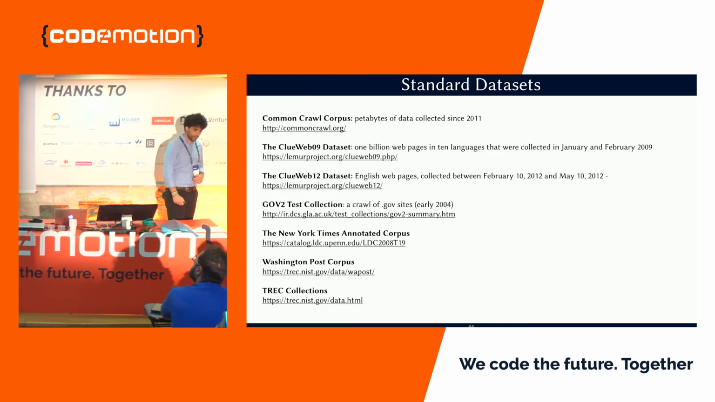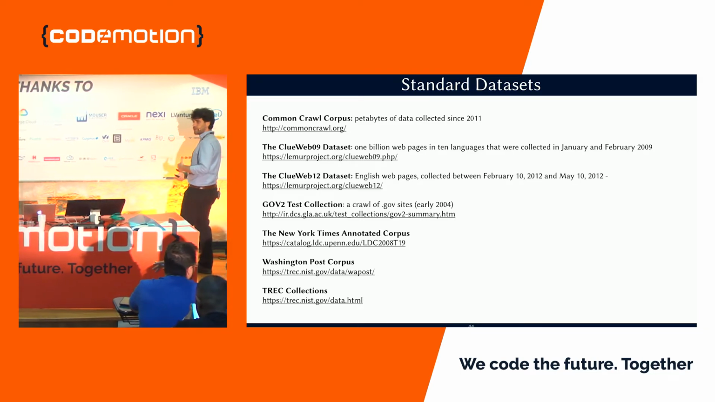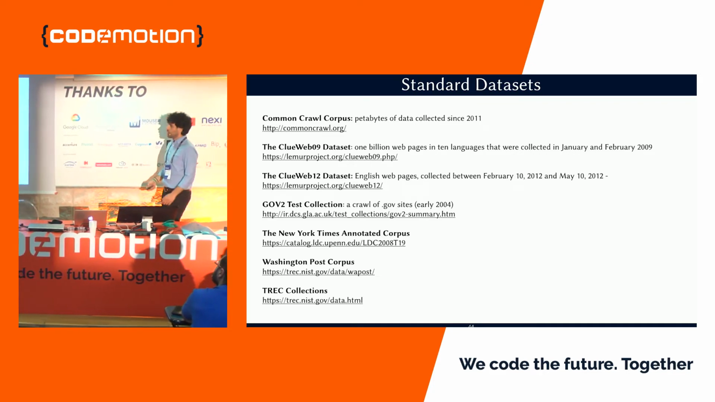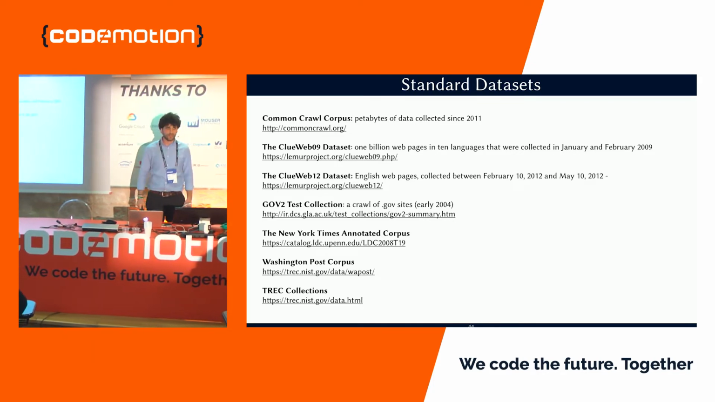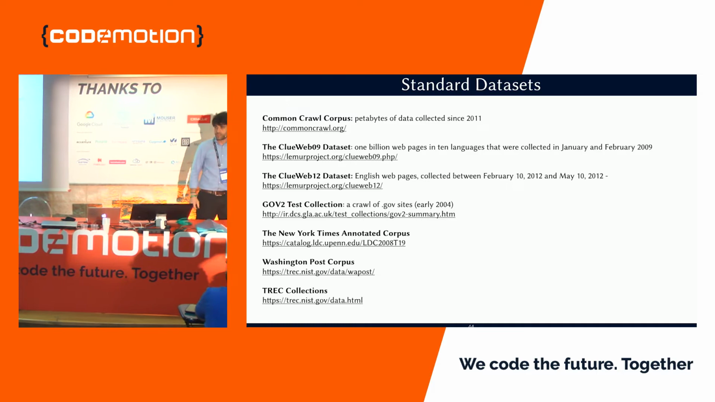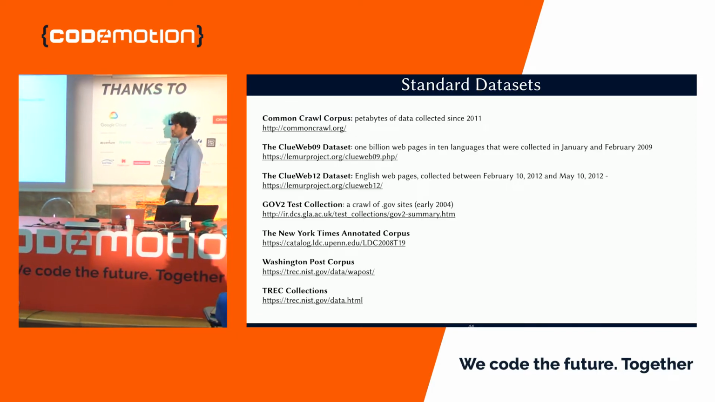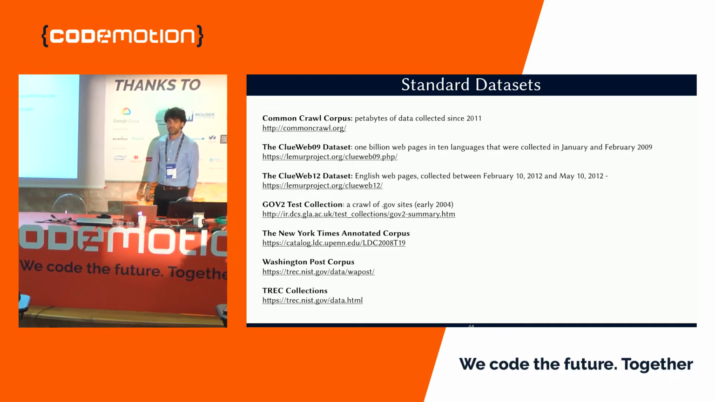And finally, when you want to experiment a bit, when you think you have something cool that you can try, these are common standard data sets that you can use. Common Crawl corpus, it's a petabyte data set. They started crawling in 2011. It has been 8 years now. It's giant. I don't even know how to download it.